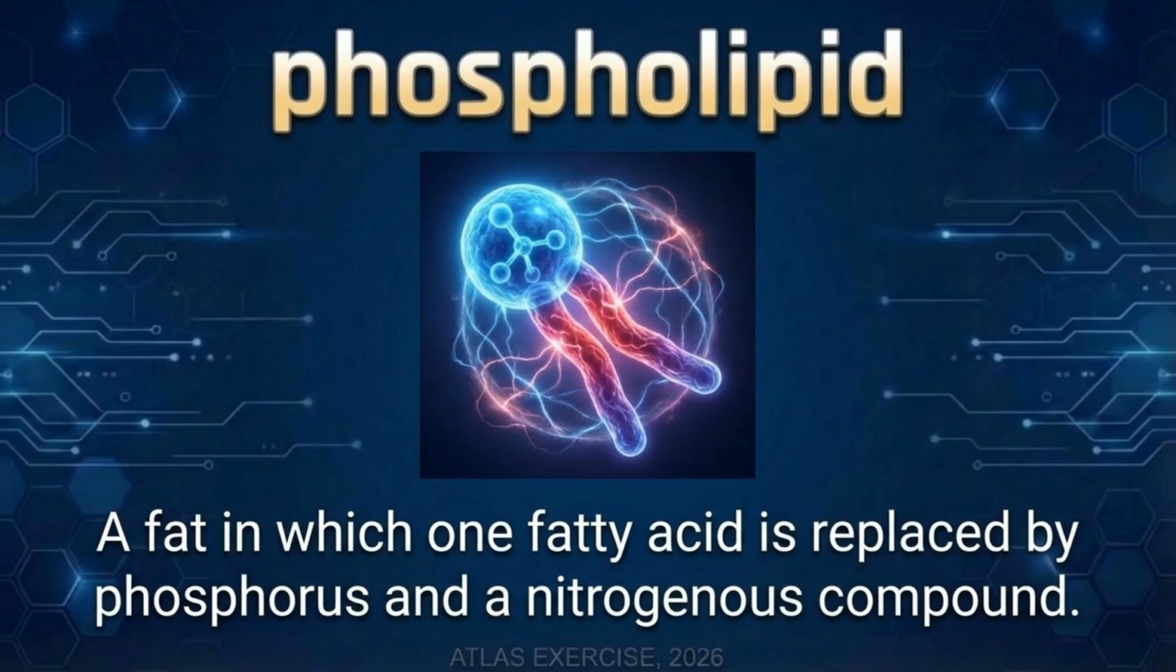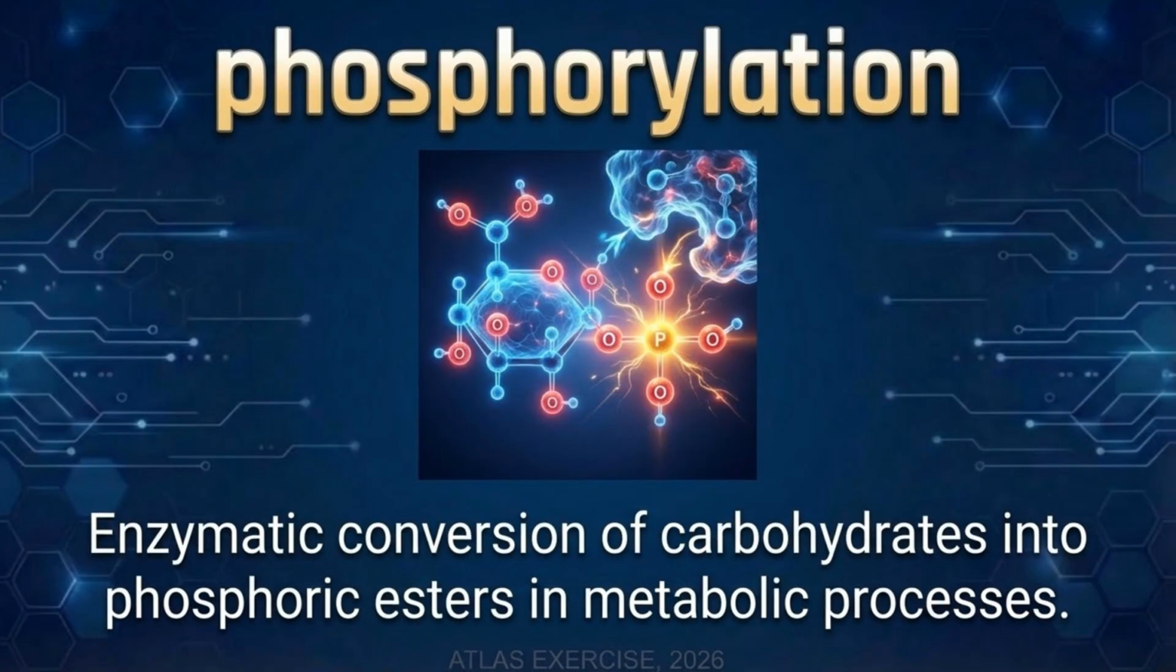Next, phospholipid is a fat in which one fatty acid is replaced by phosphorus and a nitrogenous compound. Phospholipid. Definition: a type of fat that forms the main structure of cell membranes. Examples: lecithin in eggs. Cell membrane lipids. Fact: every cell in your body depends on phospholipids for structure and communication.